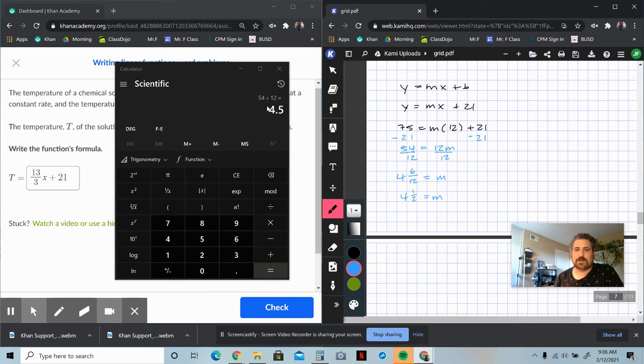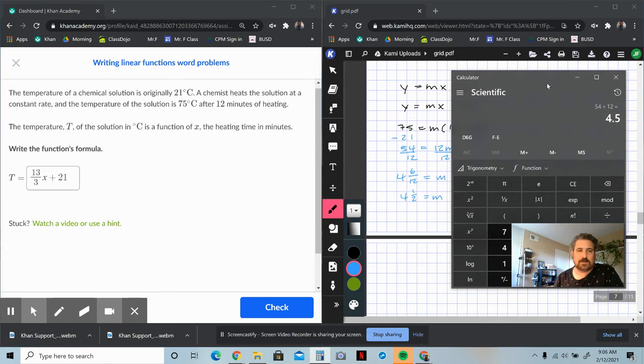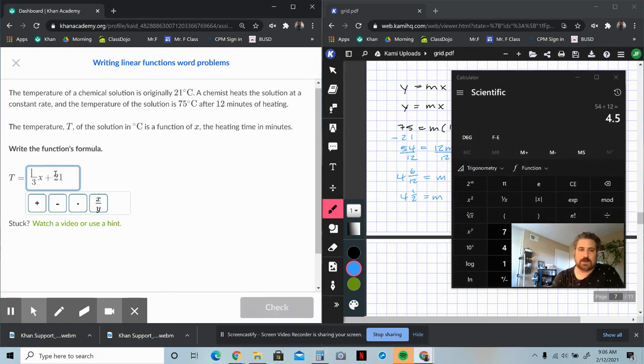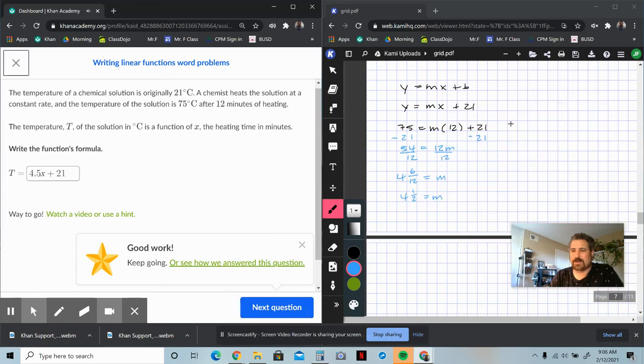All right, so always check your work. So it's not going to be 13 thirds, it's going to be 4 and 1/2, which is basically 4.5. So we can just change this to 4.5. Now it'll work. All right, awesome. Whenever I get fractions or decimals, I always plug it in and check to make sure it all works the way it's supposed to.